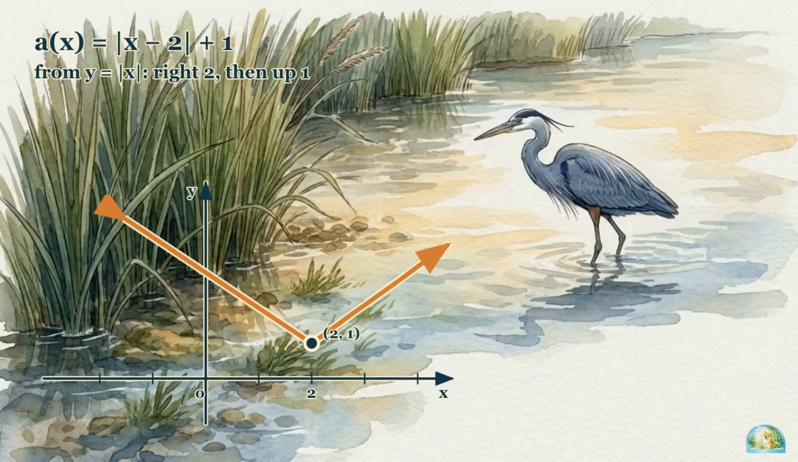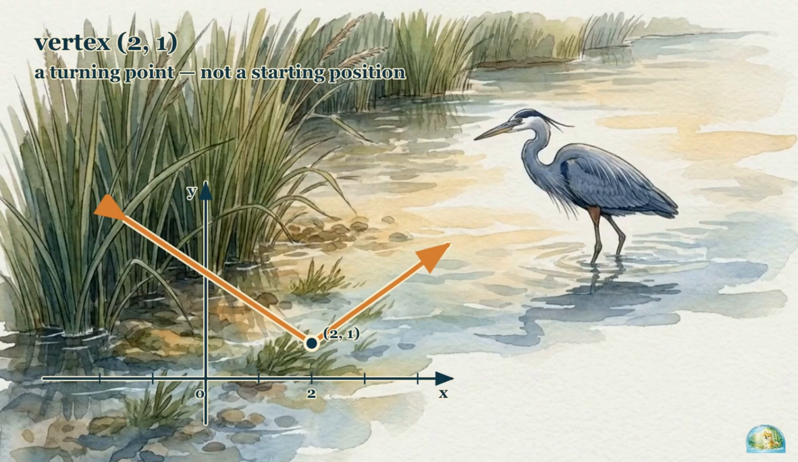Graph A of x equals the absolute value of the quantity x minus 2, then plus 1. Start with y equals the absolute value of x. Replacing x by x minus 2 shifts the graph right 2, and adding 1 shifts it up 1. The vertex is 2, 1.